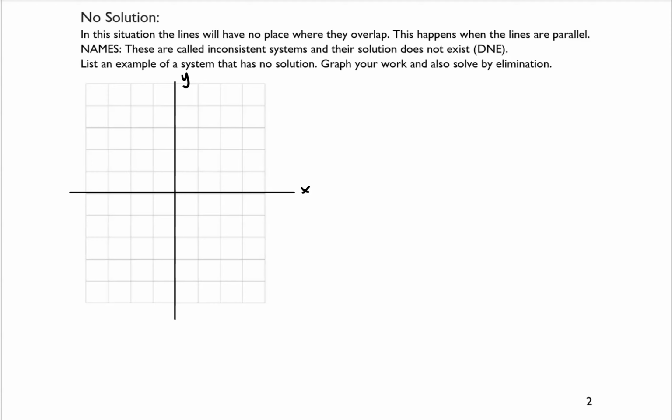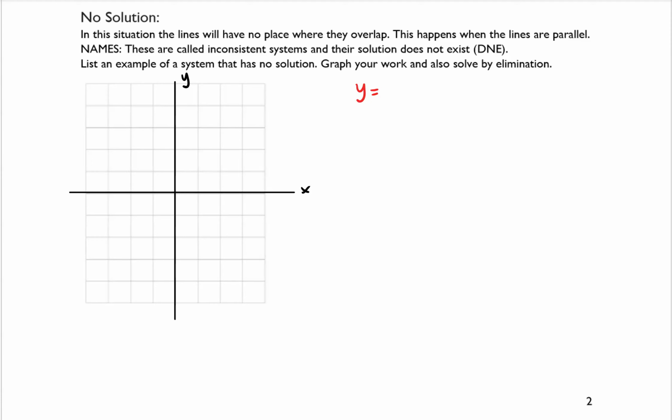List an example of a system that has no solution. Graph your work and also solve by elimination. So we have our XY plane here, and we want to give an example of a system of equations that has no solution.